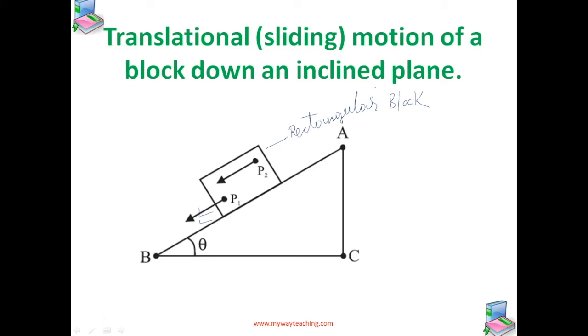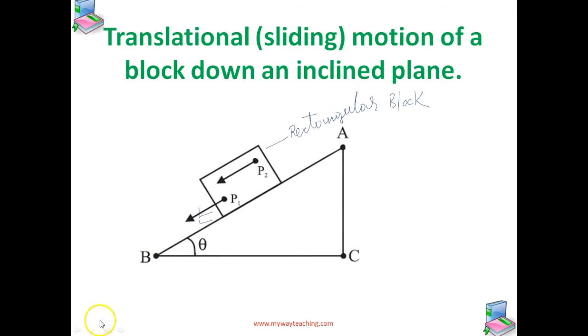Its motion down the plane is such that all the particles of the body are moving together. That is, they have the same velocity at any instant of time. So if you consider this rectangular block, it is made up of a system of particles, isn't it? It is made up of so many particles. So when this rectangular block slides down an inclined plane, all the particles will move with the same velocity at any instant of time. So the rigid body here is in pure translational motion.